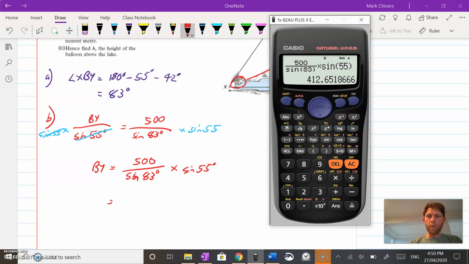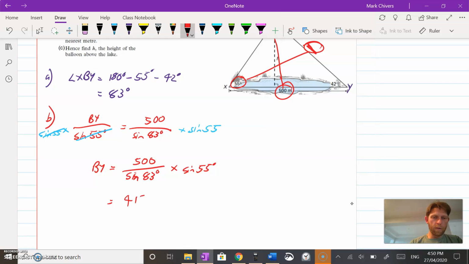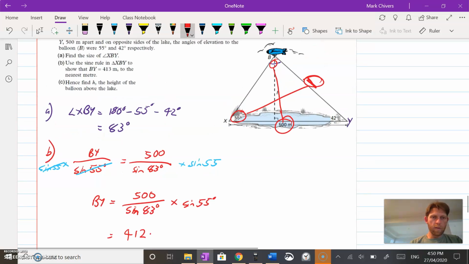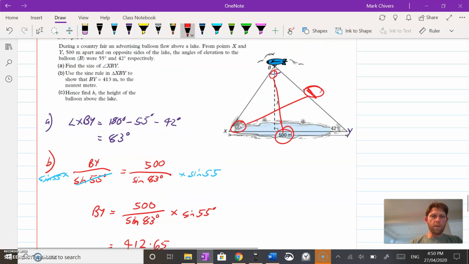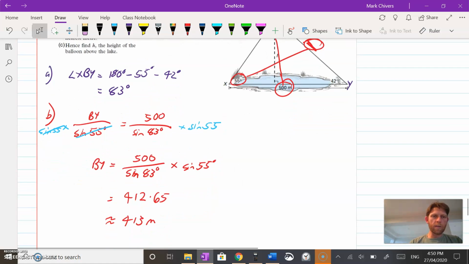So 412.65, which is approximately equal to 413 meters, which is exactly as it says. So we've used that to show that. And then finally, the last part of the question says, hence find h, the height above the lake.